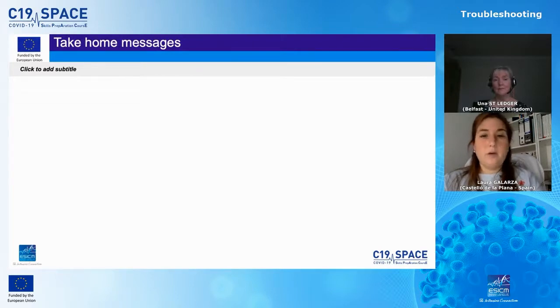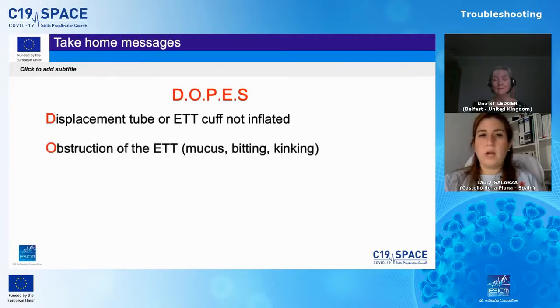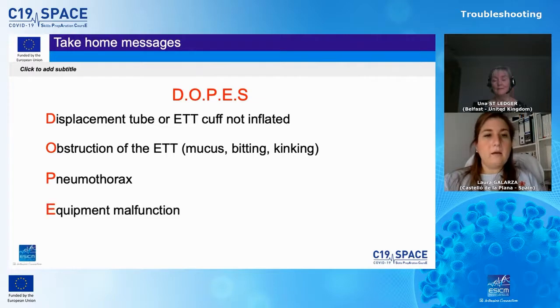Maybe at this point, you are thinking that that's too much information for you. So for your first day in the ICU, just remember this mnemonic on causes for a ventilator alarm. Displacement of the tracheal tube, cuff not inflated. Obstruction of the endotracheal tube, maybe some mucus, biting, or kinking. A pneumothorax. An equipment malfunction or stacked breath that can be seen in asthmatic patients or when there's a patient-ventilator dyssynchrony.